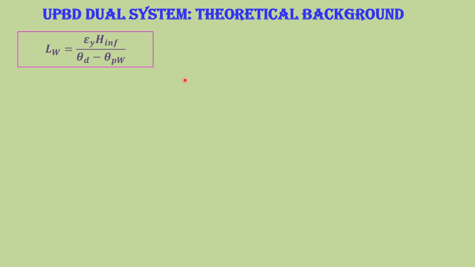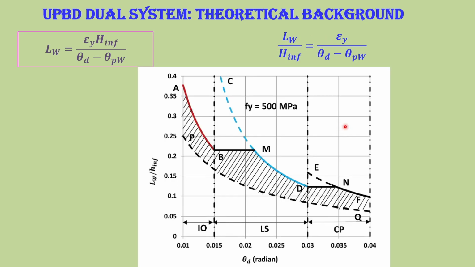Now we try to understand the significance of this equation: LW equals epsilon y HINF divided by theta D minus theta PW. So for this we make it non-dimensional, we divide it by HINF. So LW by HINF, a non-dimensional term, is equal to epsilon y divided by theta D minus theta PW. So this we shall plot as a variation of theta D. Theta PW is constant for a given performance level of the building. Theta D shall be varying, and we shall get a plot of this. So this plot is shown here.